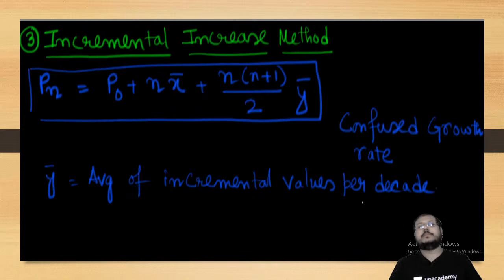Pn will be equal to P naught plus n x bar plus n into n plus 1 by 2 into y bar. It's the extension of the arithmetic mean method, where Pn is known to us, the population after the nth decade, P naught is known to us, the population of the last known decade, n is the number of decades, x bar is the average increase in population per decade, and the new term is y bar, where y bar is the average of incremental values per decade.